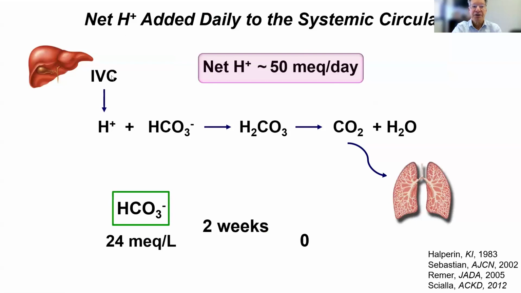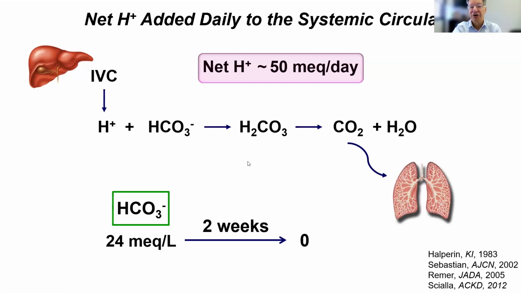And these protons are added to the systemic circulation. First, hepatic vein to the IVC. The proton will combine with bicarbonate to make carbonic acid, carbon dioxide, and water. The carbon dioxide will be excreted.